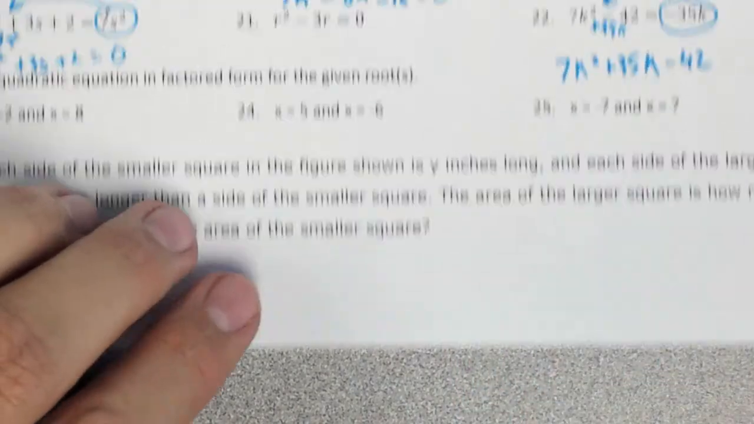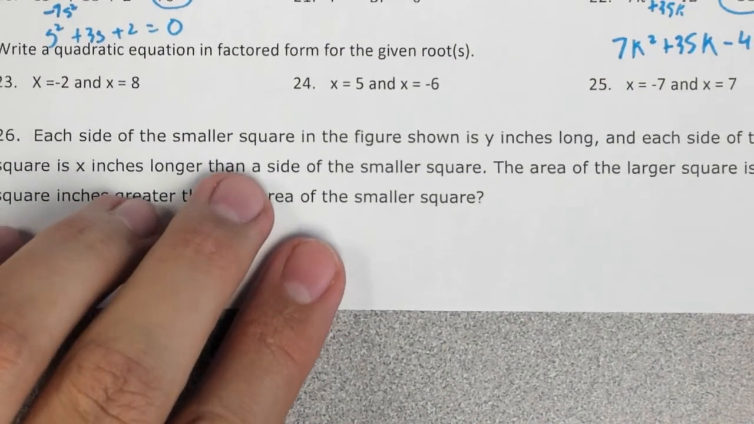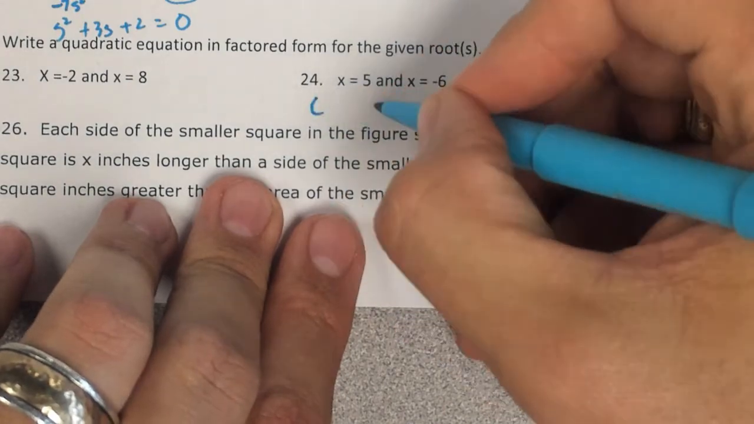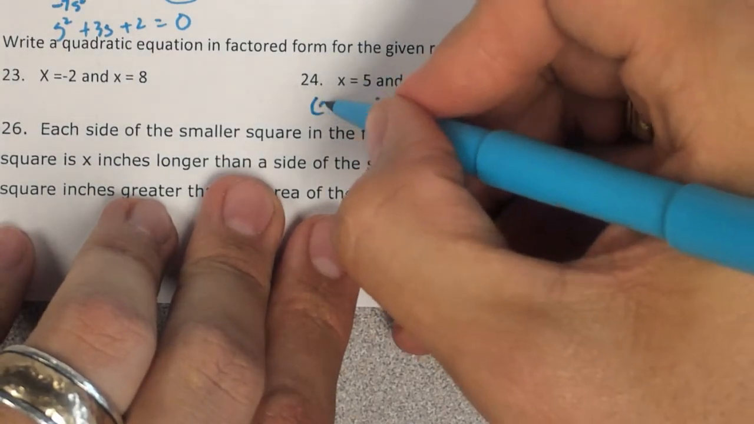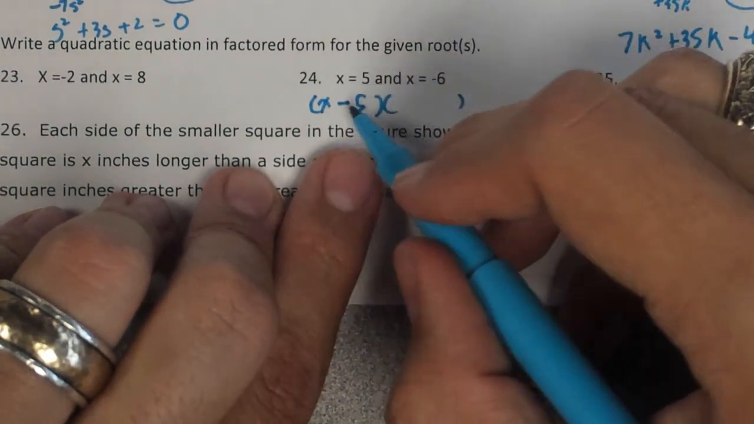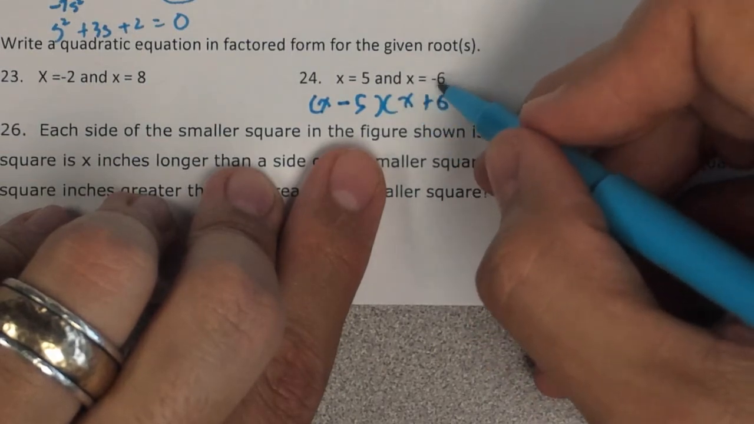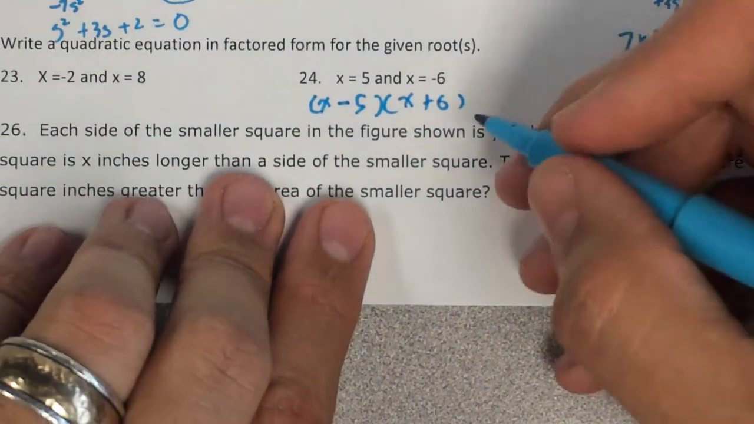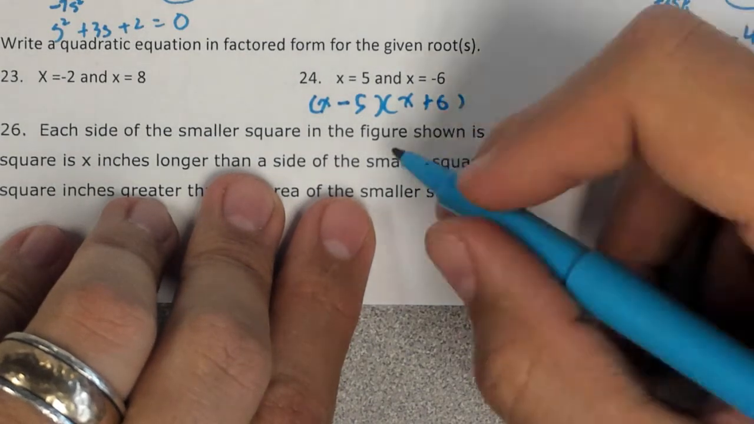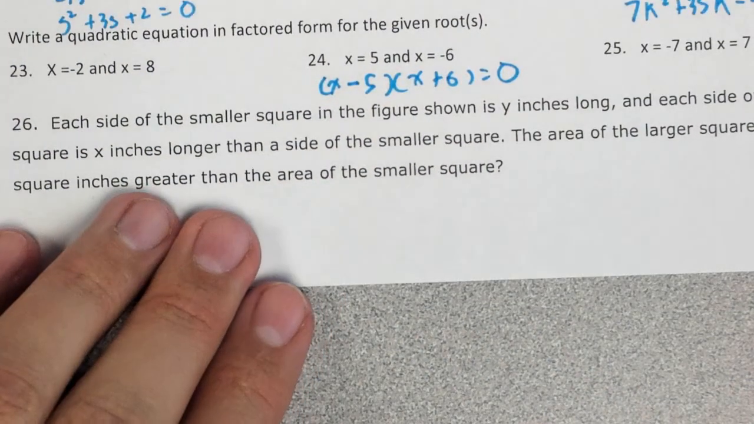Let's go ahead and look at 24. If I want the factors of this, the easiest way I can tell you what would make this equal to 0, so I can do minus 5. 5 minus 5 is 0. This one plus 6. Negative 6 plus 6 would be 0. Basically, you're doing the opposites for both of these in factored form. So that would be the factored form of that equation.